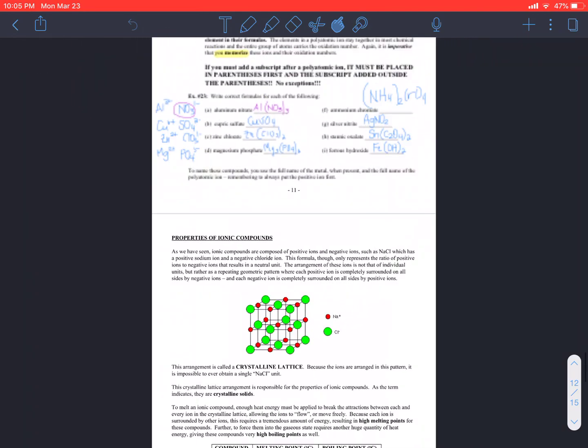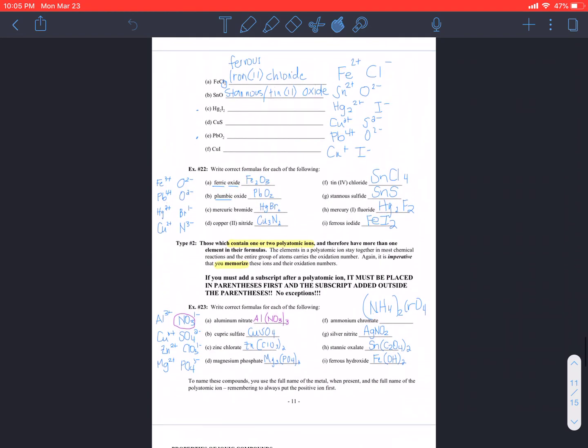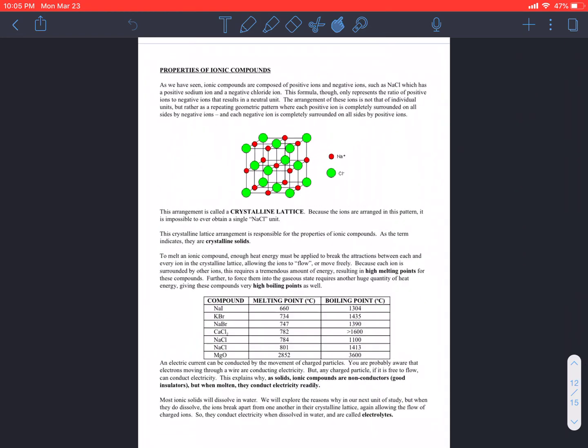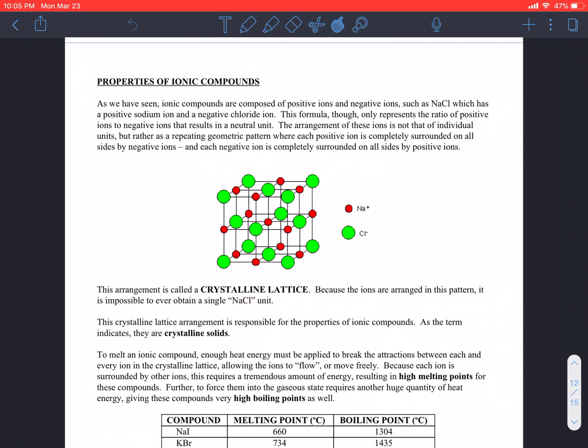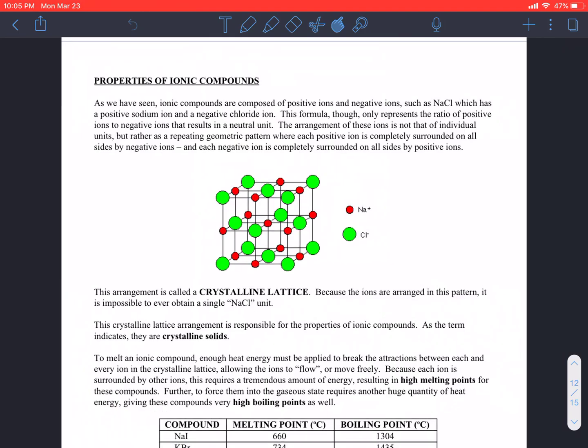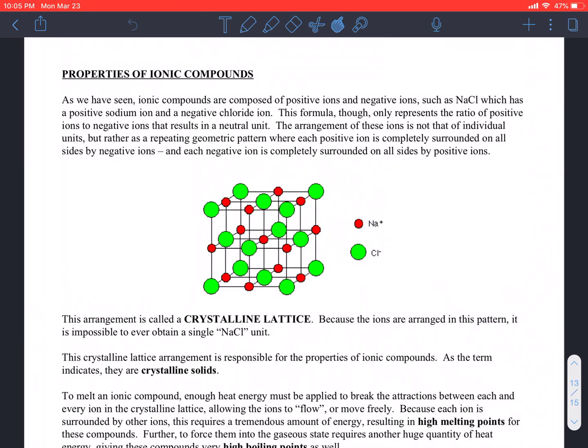Up until now, you should have been able to practice all of the formula writing for the various polyatomic ions and metal cations and forming and writing names. If you need any help with any of those worksheets, please let me know. So this should be like the last page and a half of your notes. Properties of ionic compounds. So everything we've been forming up to now, they're called ionic compounds because they're made of a cation and an anion, a positive and a negative.